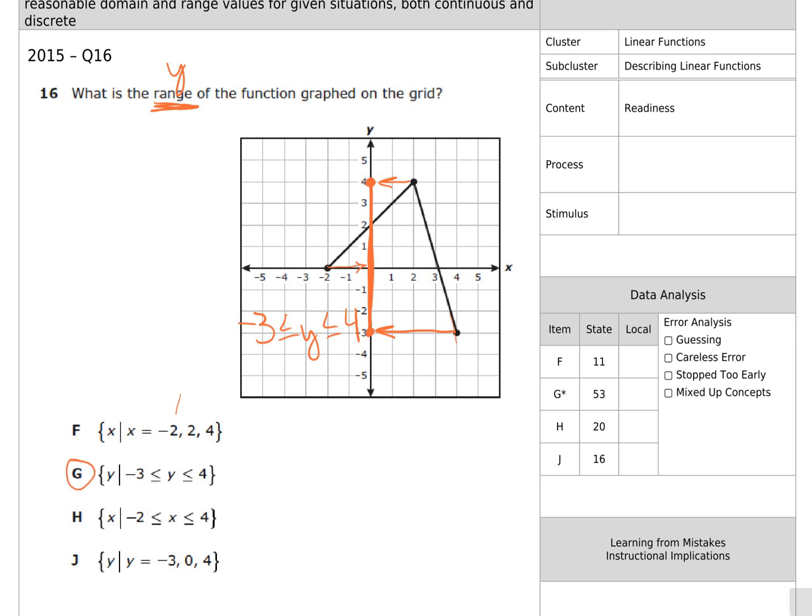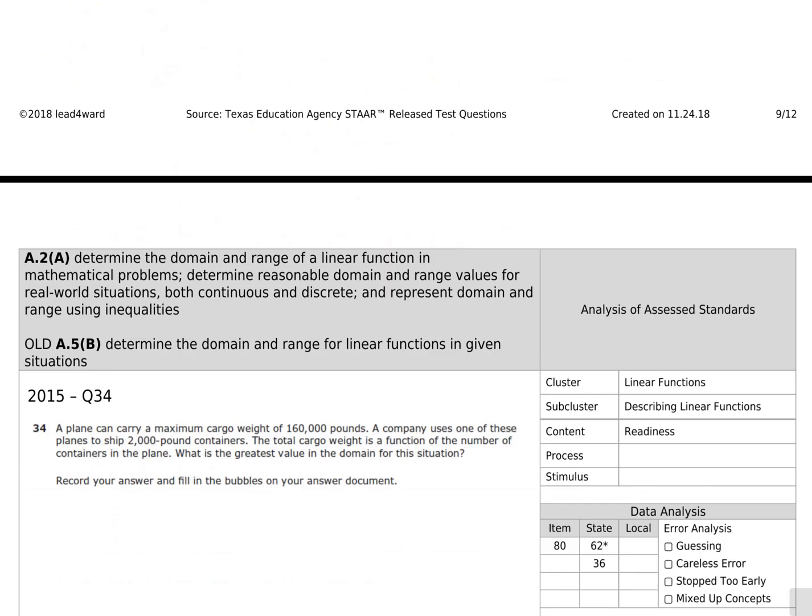Just want to point out to you that they're going to give you some distractor answers. If it was just the dots, then it could have been these two. But since it's the line, it's also everything in between those points. And we can also say that because it's asking for range, any of them that have the X aren't even in the right ballpark. Alright.